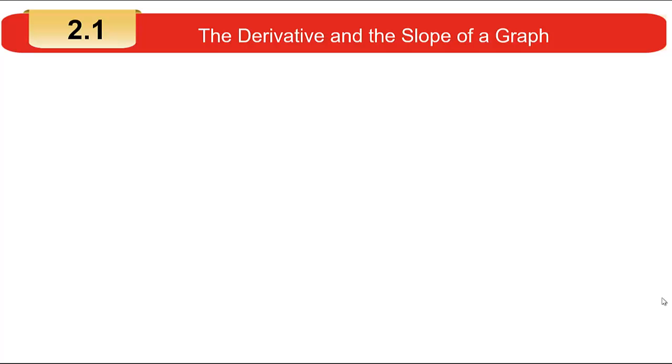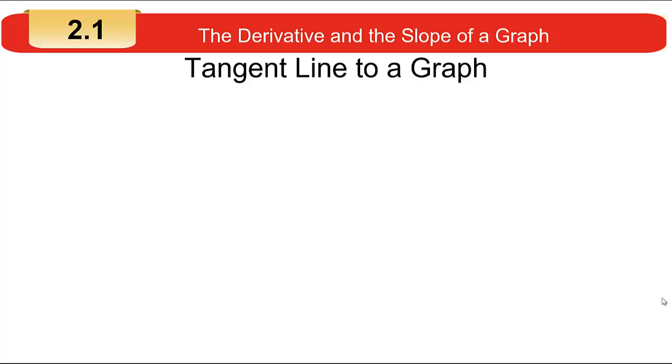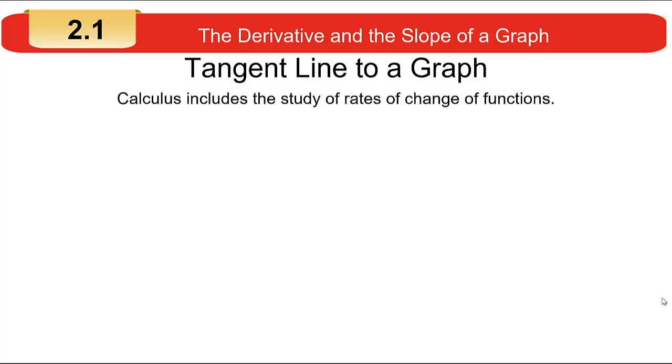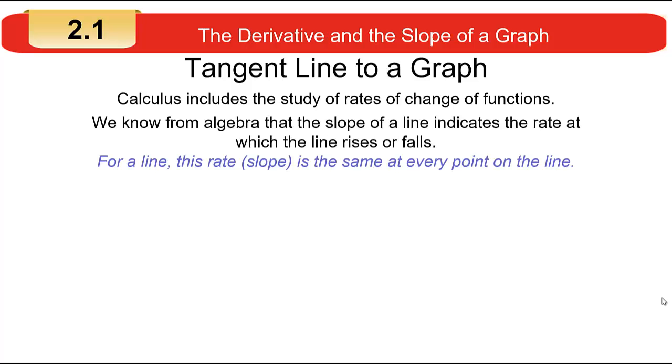This lesson concerns the derivative and the slope of a graph. In particular here, I want to start off by talking about the tangent line to a graph. There's a connection here that you'll see as we go through this. Calculus includes the study of rates of change of functions, and the tangent line to a graph is connected to a rate of change, and we're going to talk about that.